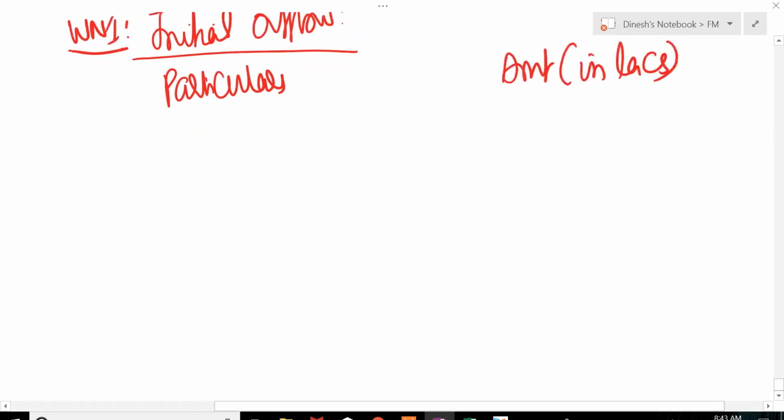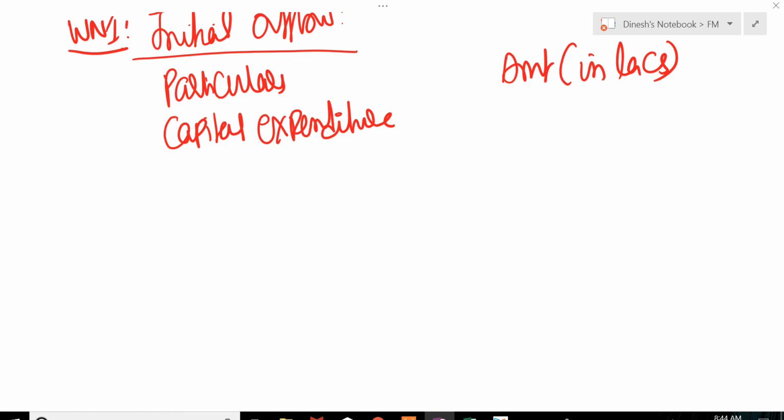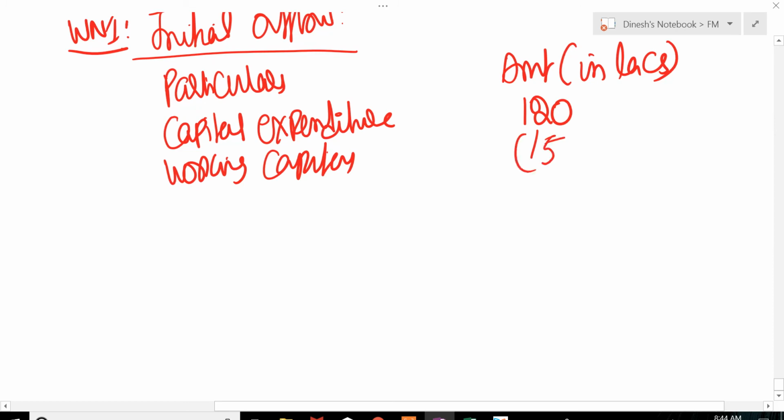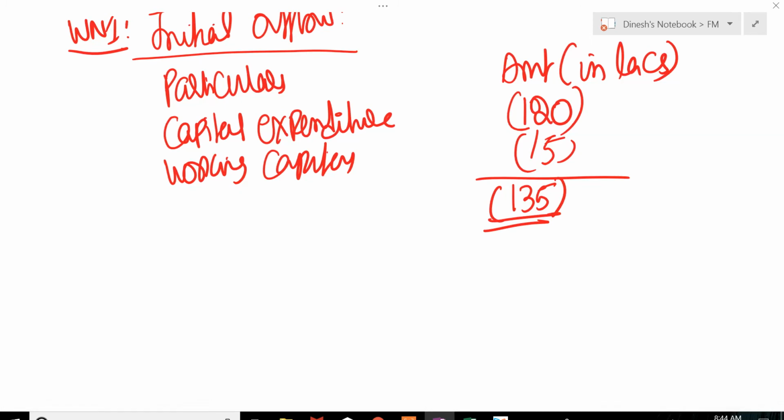Let's start with capital expenditure. How much is the initial payment? 120. Capital expenditure is 120. There could be an additional machinery that will not come here, that will come later on. Working capital, how much? Both are in brackets. Capital expenditure 120, working capital 15. So initial outflow for the project is 135.